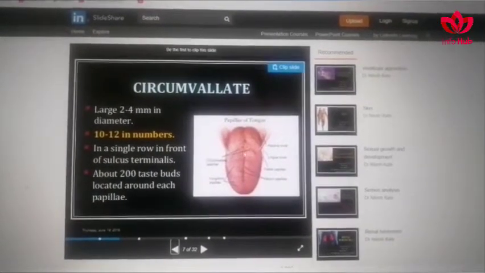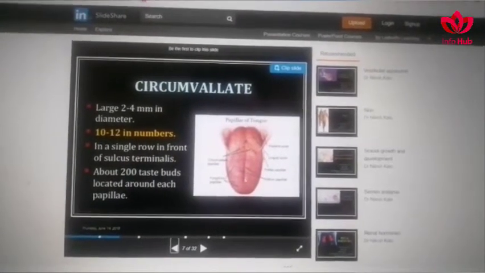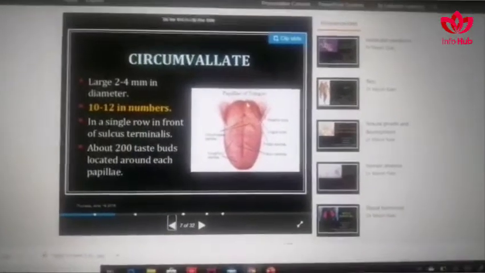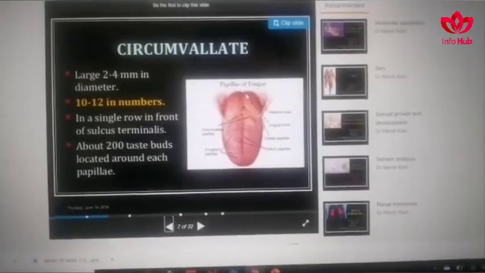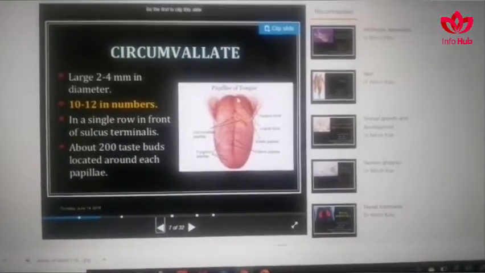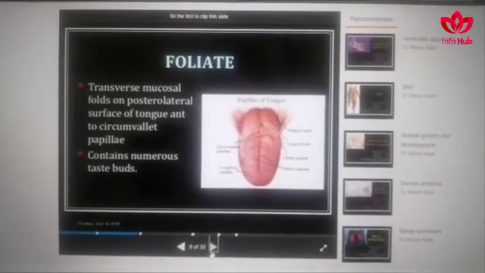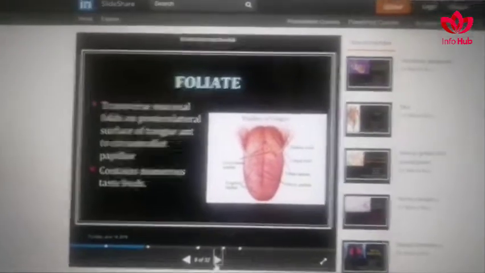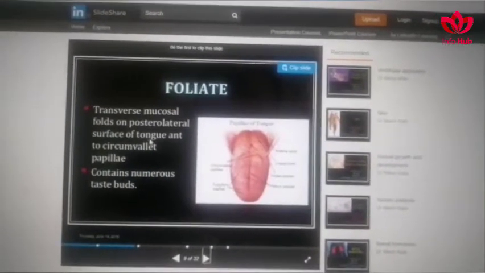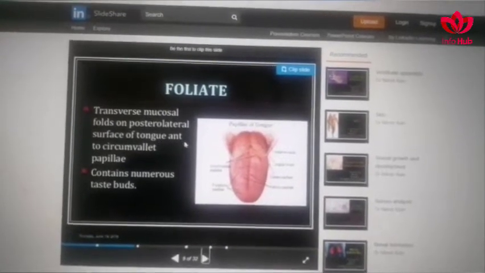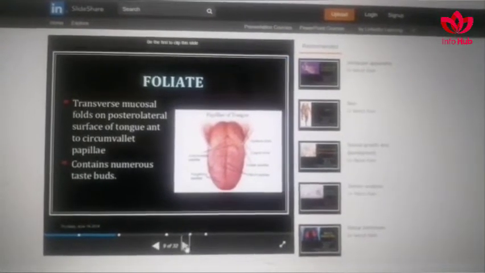Circumvallate papilla are mostly located on the sulcus terminalis, which divides the tongue into anterior 2/3 and posterior 1/3. So they are present over there, and they are also concerned with taste. The next in the list are foliate papilla, and they also contain numerous taste buds, and they are mostly located on the posterolateral surface of the tongue, anterior to circumvallate papilla.